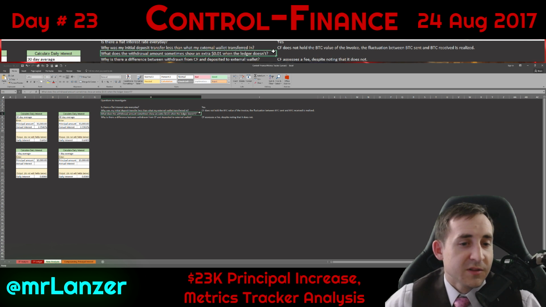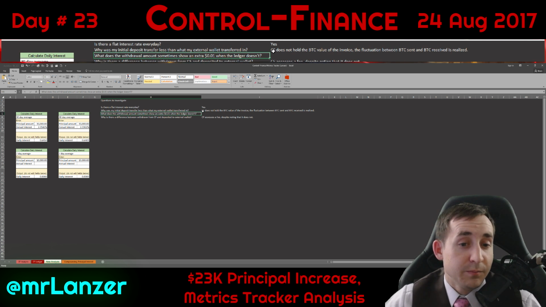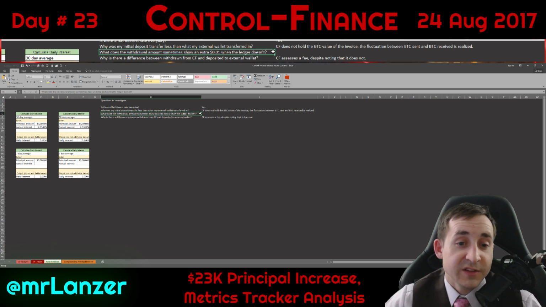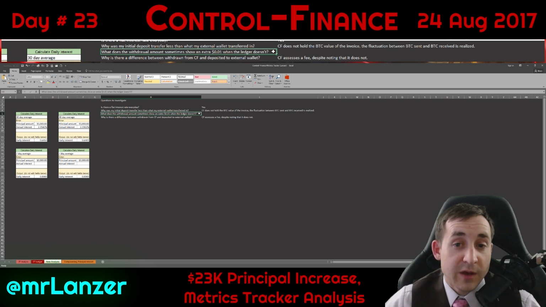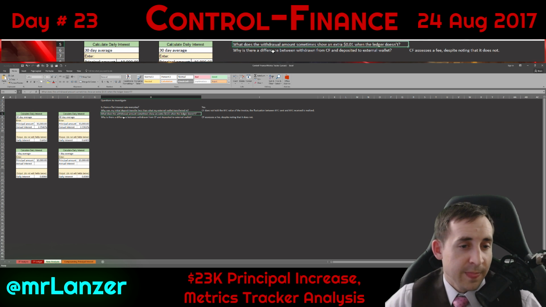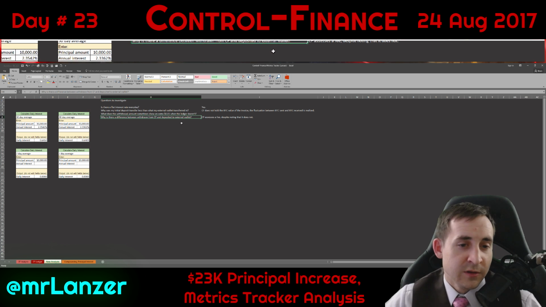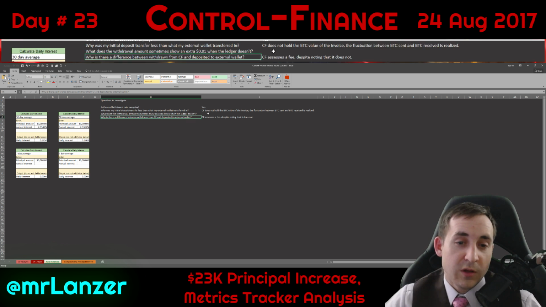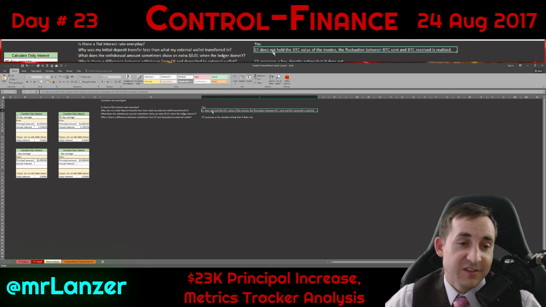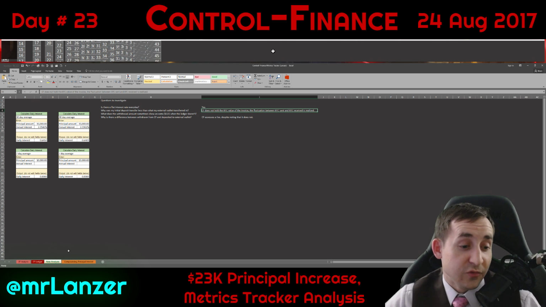Why does the withdrawal amount sometimes show an extra penny when the ledger doesn't? I don't really have an answer to that. I think it's Control Finance's way of giving you the amount that it shows you on their calculator on their website. And why is there a difference between withdrawn and deposited to the external wallet? Again, I think it's the same reason why my initial deposit was different than what was transferred into Control Finance.